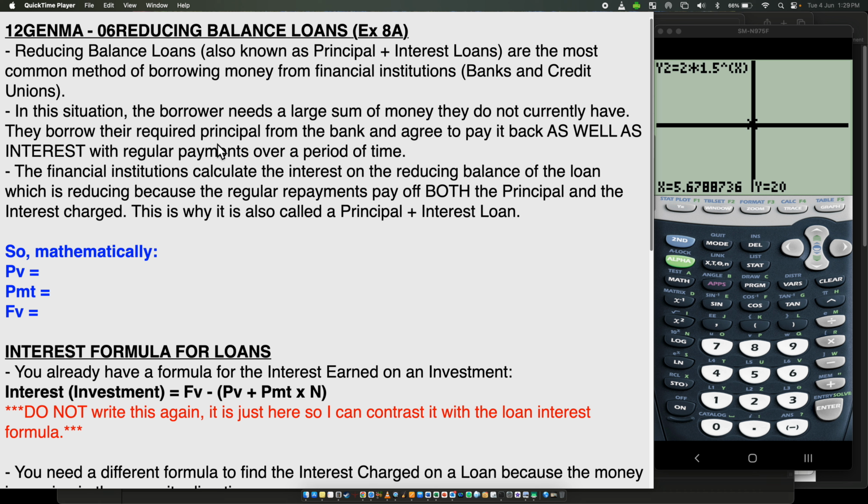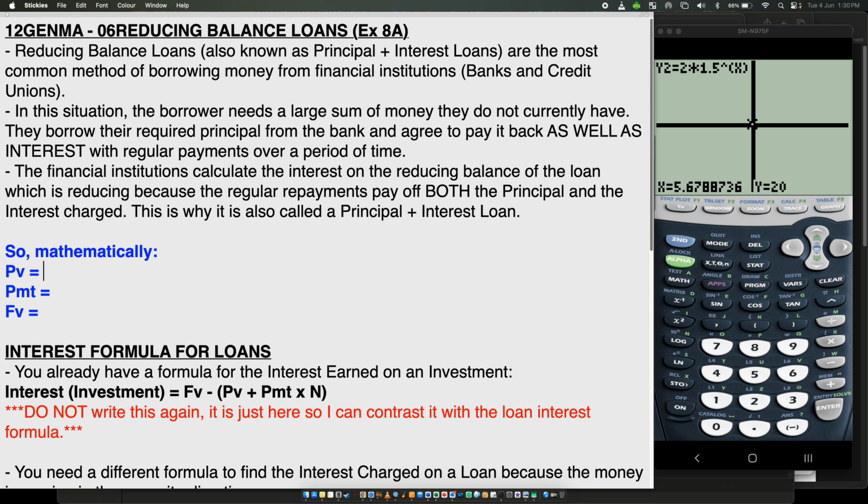So you, the borrower, get your required principal from the bank and you agree to pay it back as well as the interest you owe the bank for borrowing money that wasn't yours. And you pay that back with regular payments over a period of time. The financial institutions calculate the interest on the reducing balance of the loan, which is reducing because your regular payments pay off a little bit of principal each time and a little bit of interest each time. That is why it's called a principal and interest loan. That is the description of it. But what we care about is the mathematics of it.